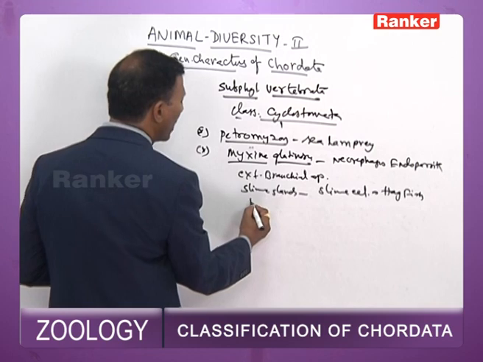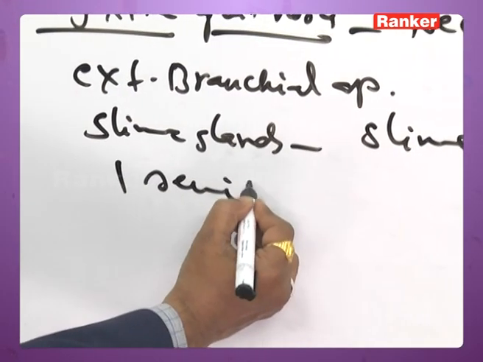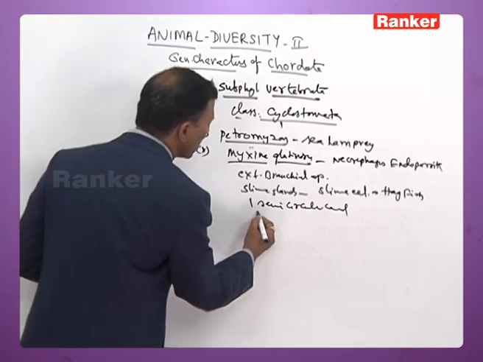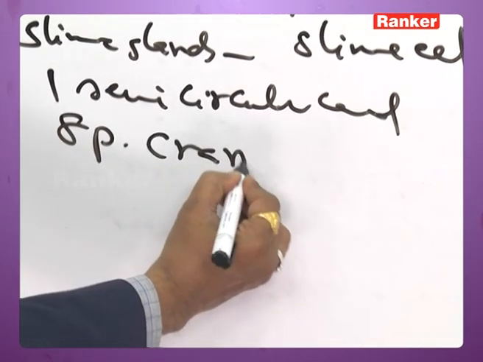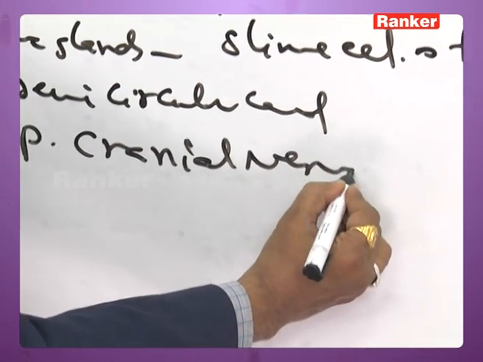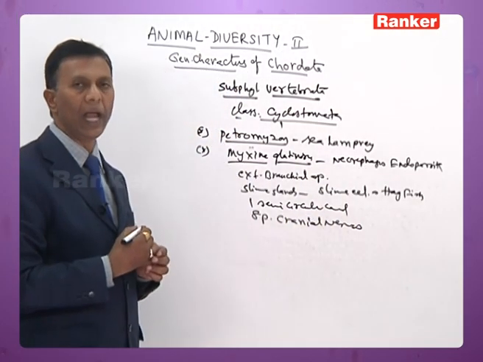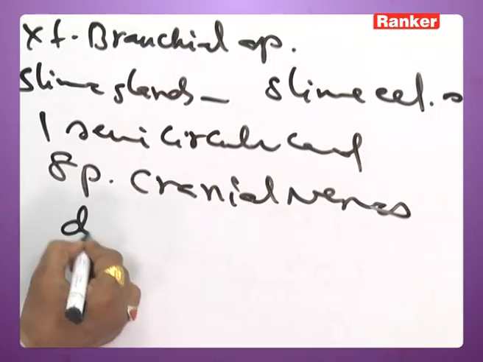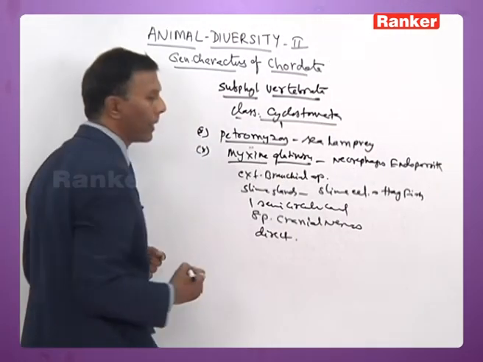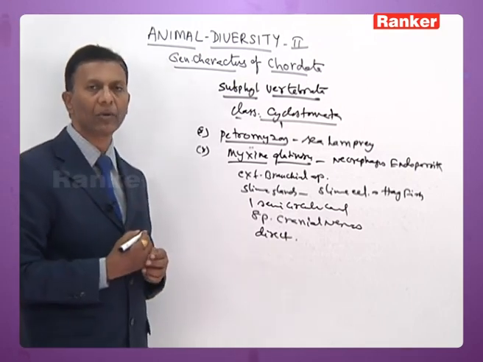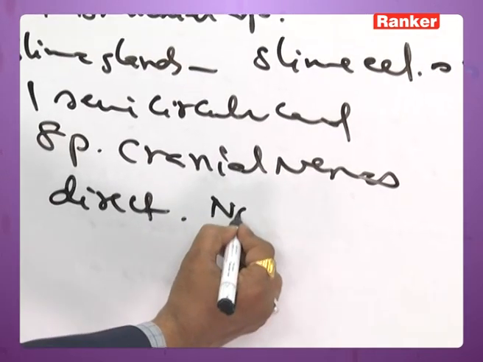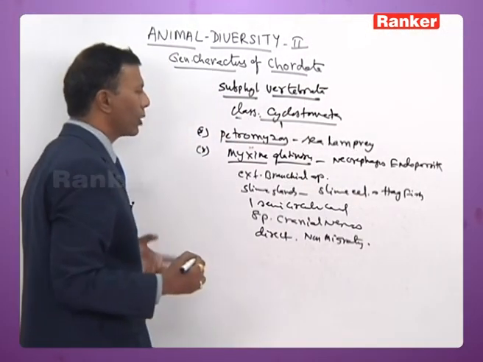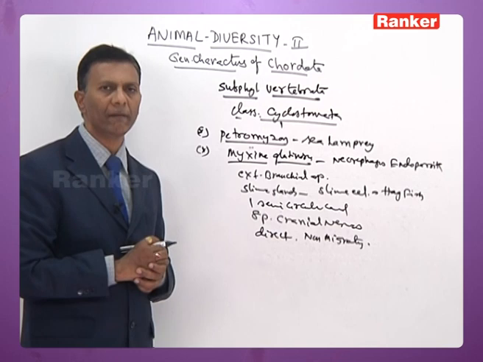Now, Myxine has a single semicircular canal, and it has only 8 pairs of cranial nerves. Myxine development is direct without any larva, and unlike Petromyzon, it is a non-migratory fish.